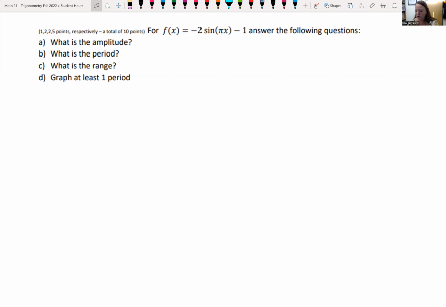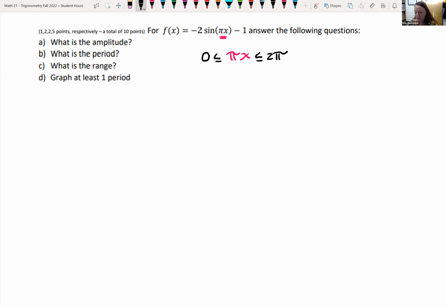Looking at the following, we have f of x equals negative 2 sine of pi x, minus 1. I notice my argument is not just x, it's pi x, and that's going to affect my graph and the period. What I like to do is take my argument and sandwich it in between what one normal cycle would be. Usually we graph between 0 and 2 pi for one cycle for sine. So let's sandwich this pi times x in between 0 and 2 pi.